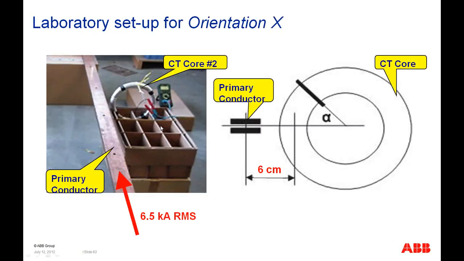Here's a test that was done where we took a primary conductor and put it adjacent to a current transformer. We ran a high current, 6.5 kiloamps, through this external conductor and looked at the secondary of the current transformer to see what kind of current we were going to get. The distance between the primary conductor and the center point of the current transformer is around 6 centimeters.